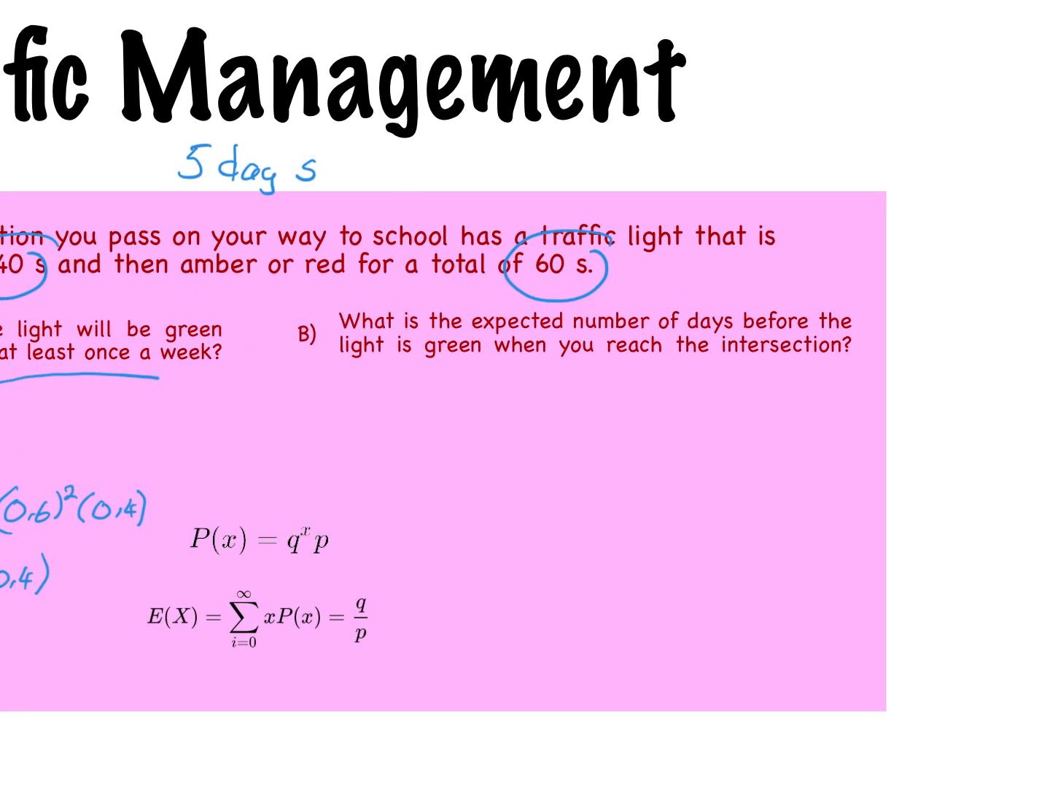Last bit here, part B. What is the expected number of days before the light is green when you reach the intersection? So the expected number of days is simply Q over P. So that's 60 over 40, which is 1.5. So you're going to expect to wait a day and a half.